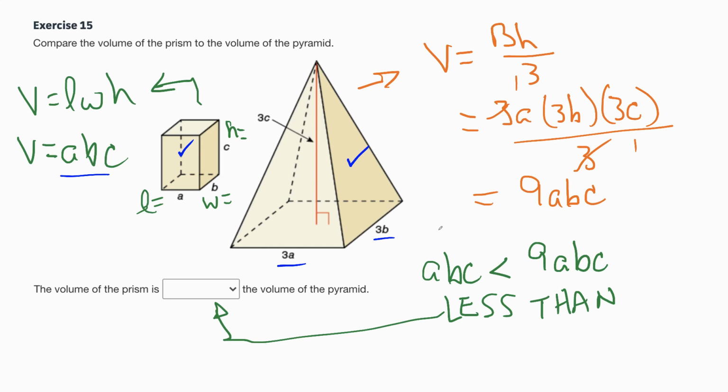Okay. Another way to think about this is the volume of the prism is less than the volume of the pyramid. So basically, you're going to calculate these volumes and compare them.